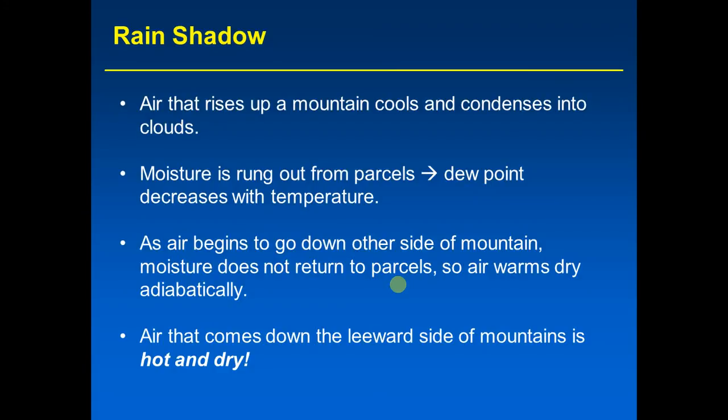Air that comes down the leeward side of the mountains is hot and dry, okay? Santa Ana winds are those strong offshore winds that form when air sinks down the San Gabriel, Santa Lucia mountains, okay? We also have Diablo winds, the Bay Area version of Santa Ana winds, okay? So here's a beautiful figure from the book illustrating the rain shadow effect, okay?